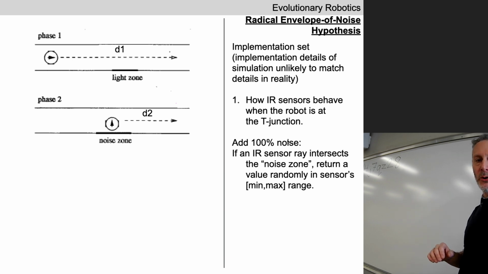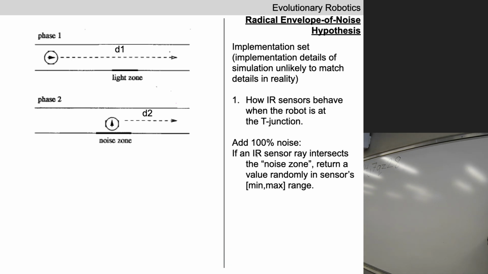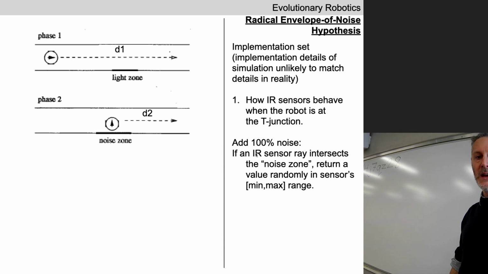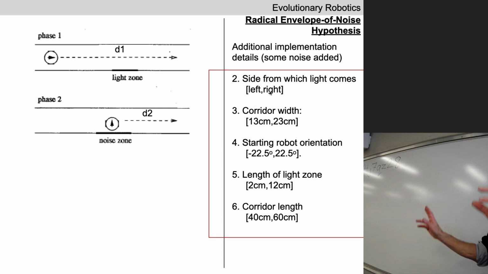should not exploit. How the infrared sensors are going to behave when it's in the T-junction, 100% noise. The sensor may never respond. The sensor may, in effect, report infinite distance, or the sensor may report zero distance, and everything in between with uniform probability. That's a 100% noisy sensor. Okay. Some other aspects of the quote-unquote simulation that they changed is the side from which the light comes.